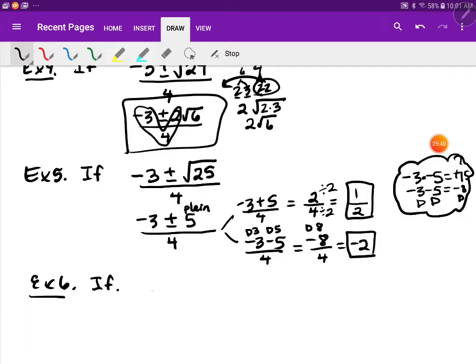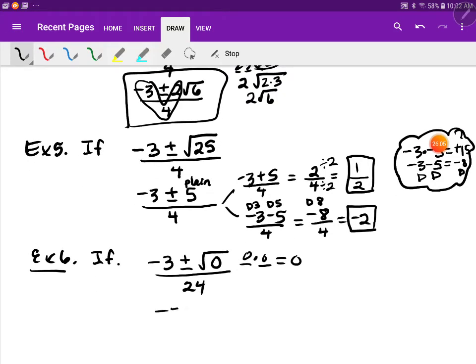Okay, so a unique one would be, what if you have the square root of 0? And let me put the bottom as something more complicated. We'll say 24. Now, do you know the square root of 0? What two numbers multiplied give you 0 that match? 0, right? Okay, so you actually do get plain 0 here.